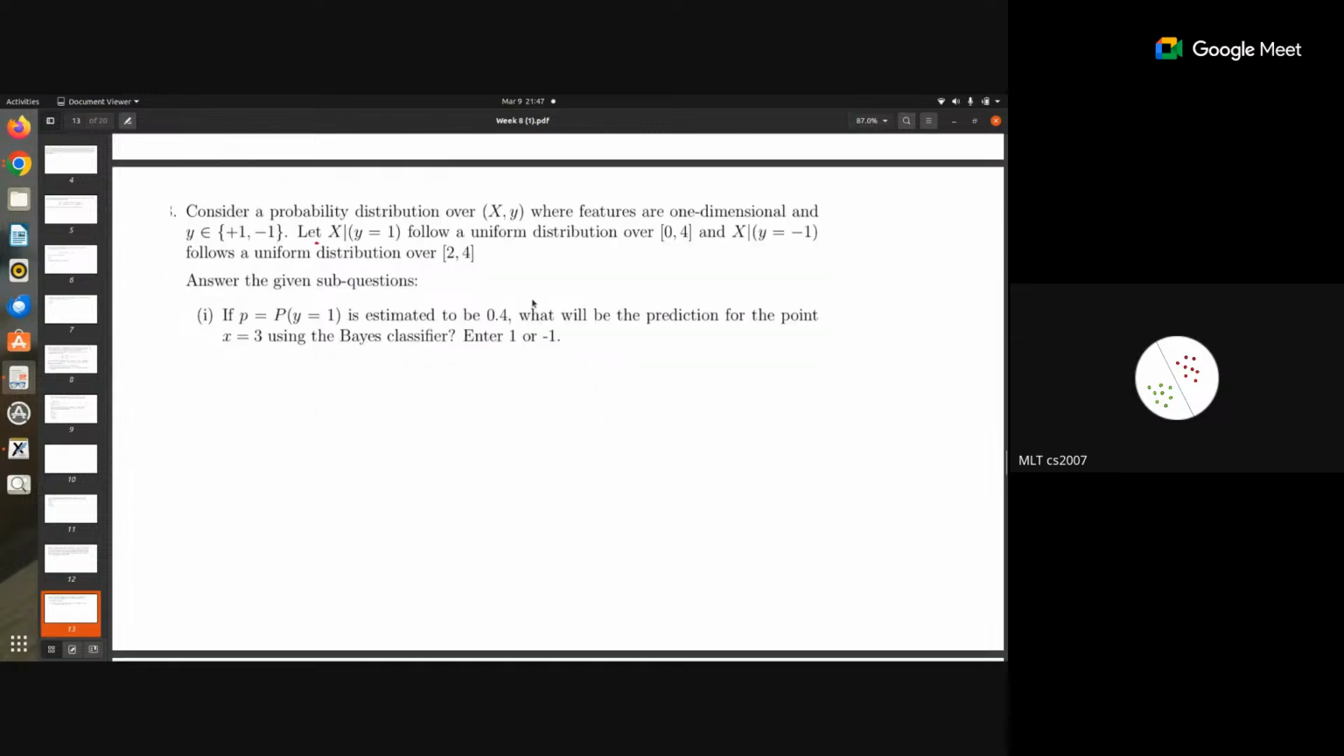Let's try to find out this part. Consider a probability distribution over x, y where the feature is one dimensional, and y is binary. Let x given y equals 1 follow a uniform distribution over 0 to 4, and x given y equals minus 1 follow a uniform distribution over 2 to 4. Question 1: if the probability of success is 0.4, what will be the prediction for the point x equal to 3 using the Bayes classifier? Can you just find it out? Just take 2 minutes to solve this and tell me.